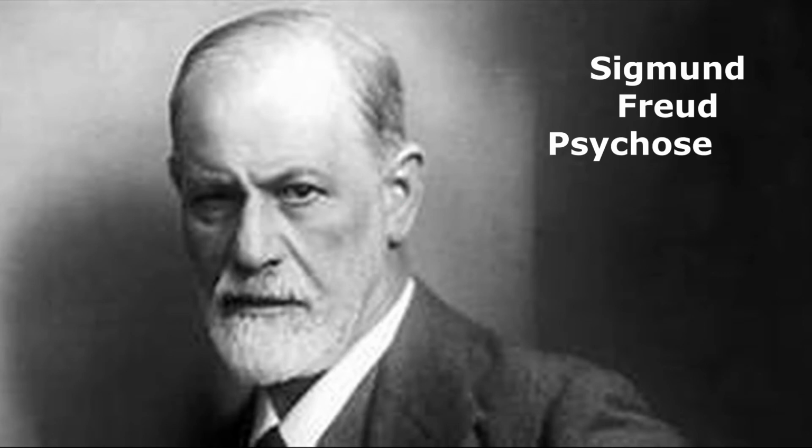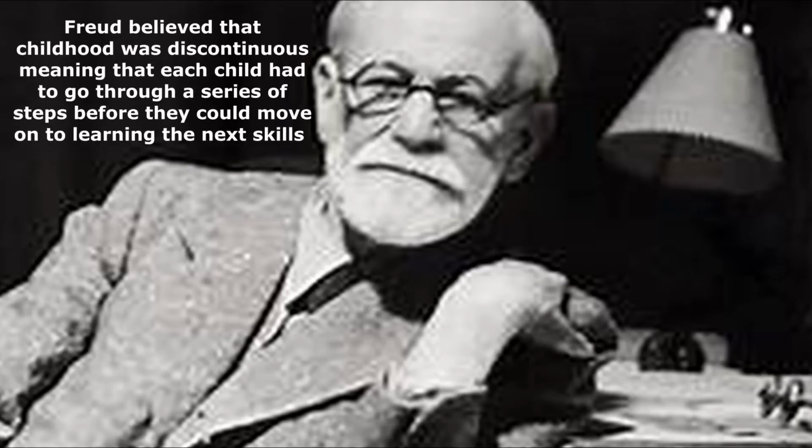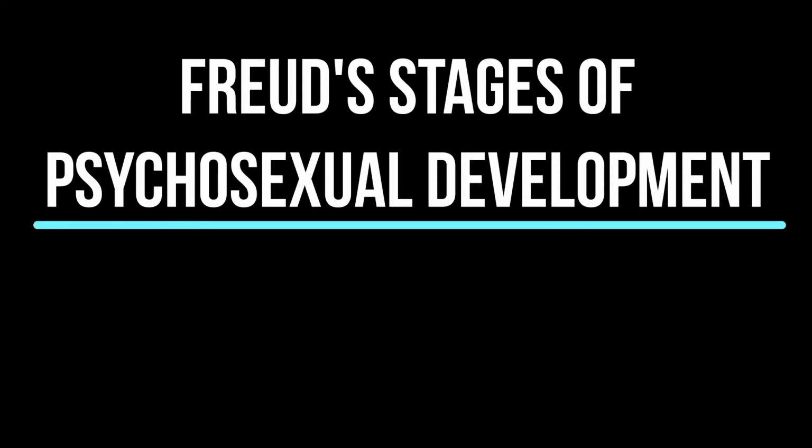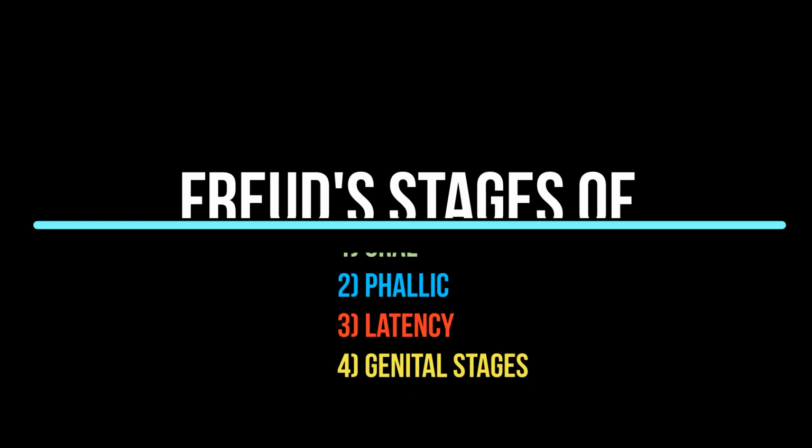Sigmund Freud is one of the first psychologists that's talked about in developmental psychology. He created the psychosexual theories of development and believed that children's personalities were developed within early childhood. Freud believed that development was discontinuous, meaning that each child had to go through a series of steps before they could move on to the next set of steps and progression. Freud's psychosexual theories of development highlighted the oral, phallic, latency, and genital stages that he believed each child had to go through in order to become an adult.